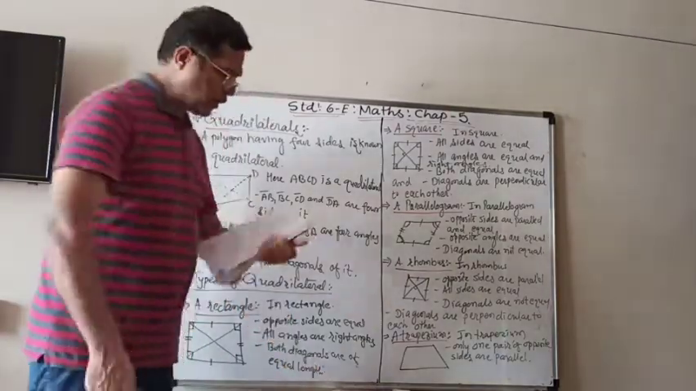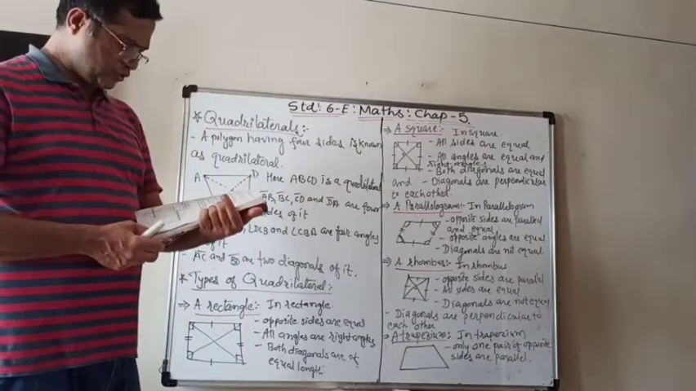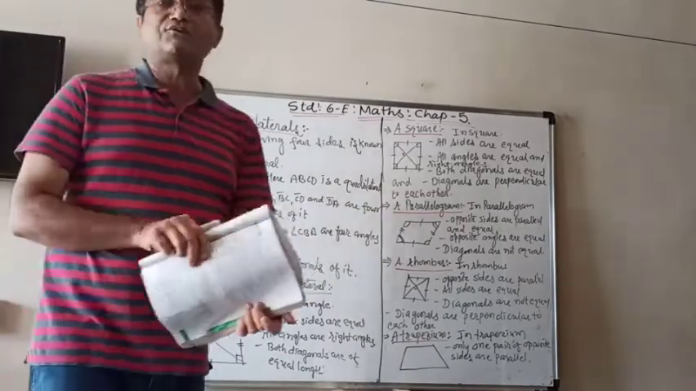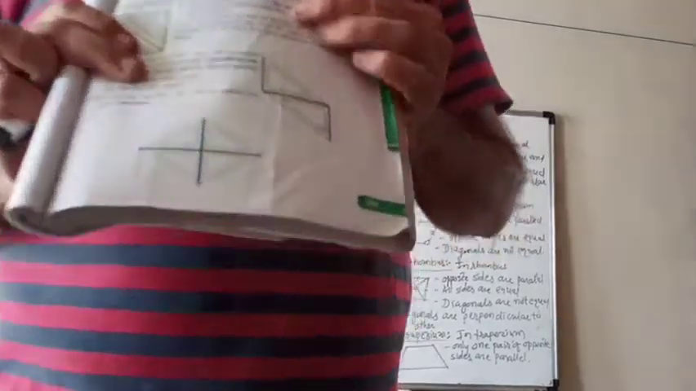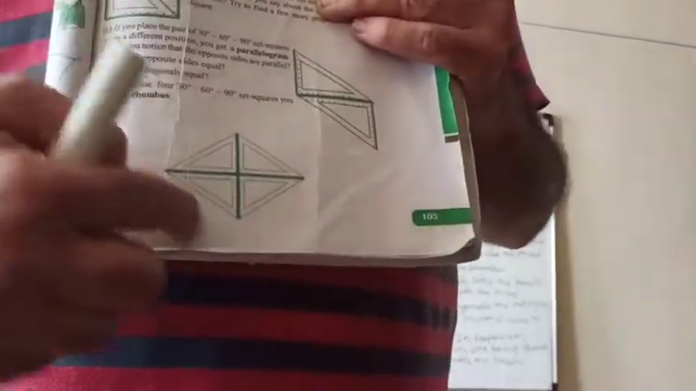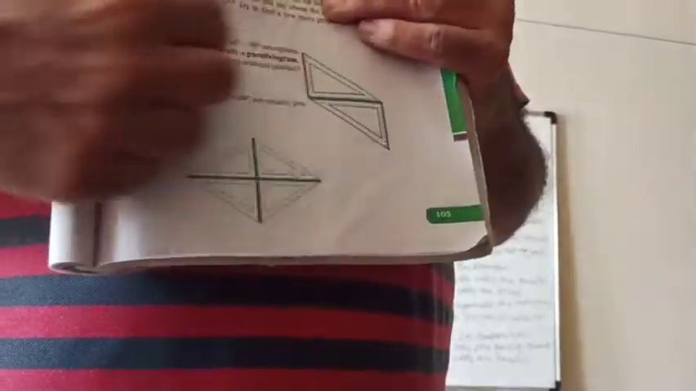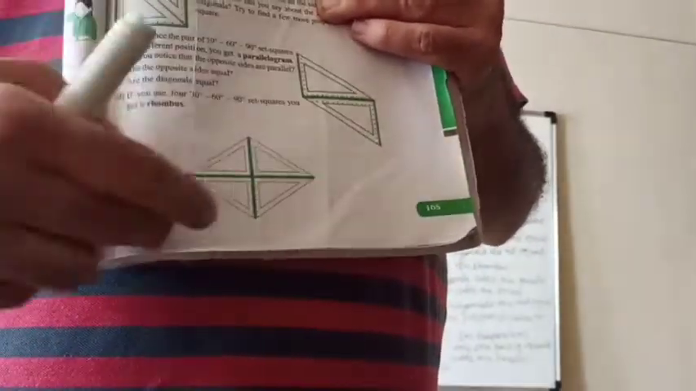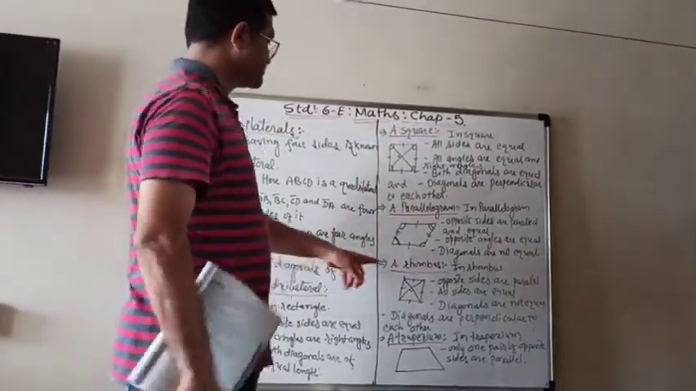Here in the rhombus, we have to use all four different set squares and arrange them like this, so that all the four sides become equal. All the four sides become equal. So that is known as a rhombus.